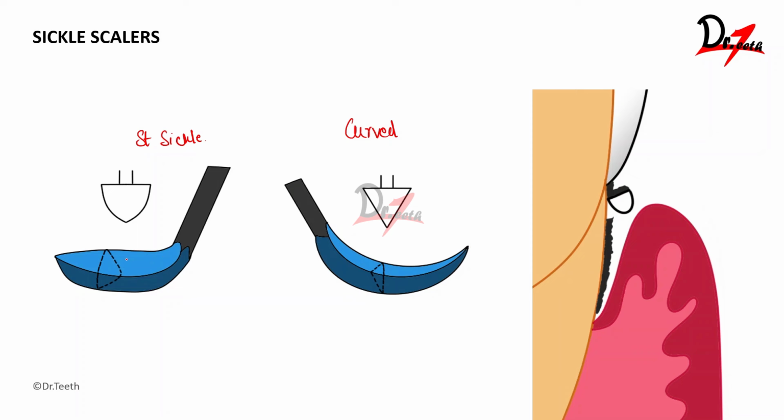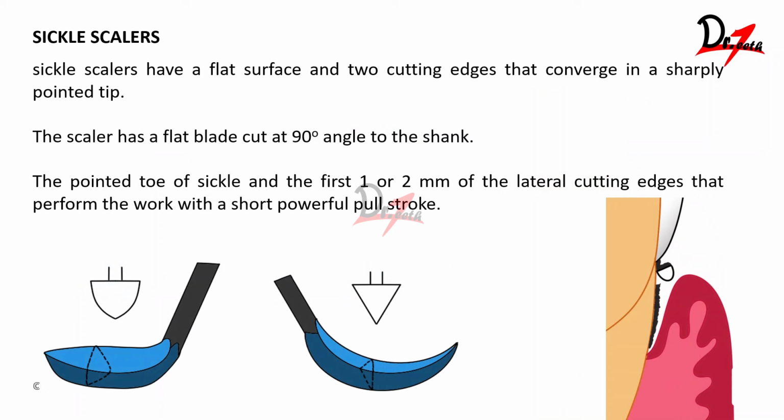Mainly the sickle scalers, or any scalers for that matter, are used to remove the supragingival plaque, which is present above the gingival margin. Sickle scalers have a flat surface with two cutting edges that converge sharply in a pointed tip. So it has two cutting edges. These are the cutting edges. This is the first one and this would be the second one. They sharply converge to form the tip.